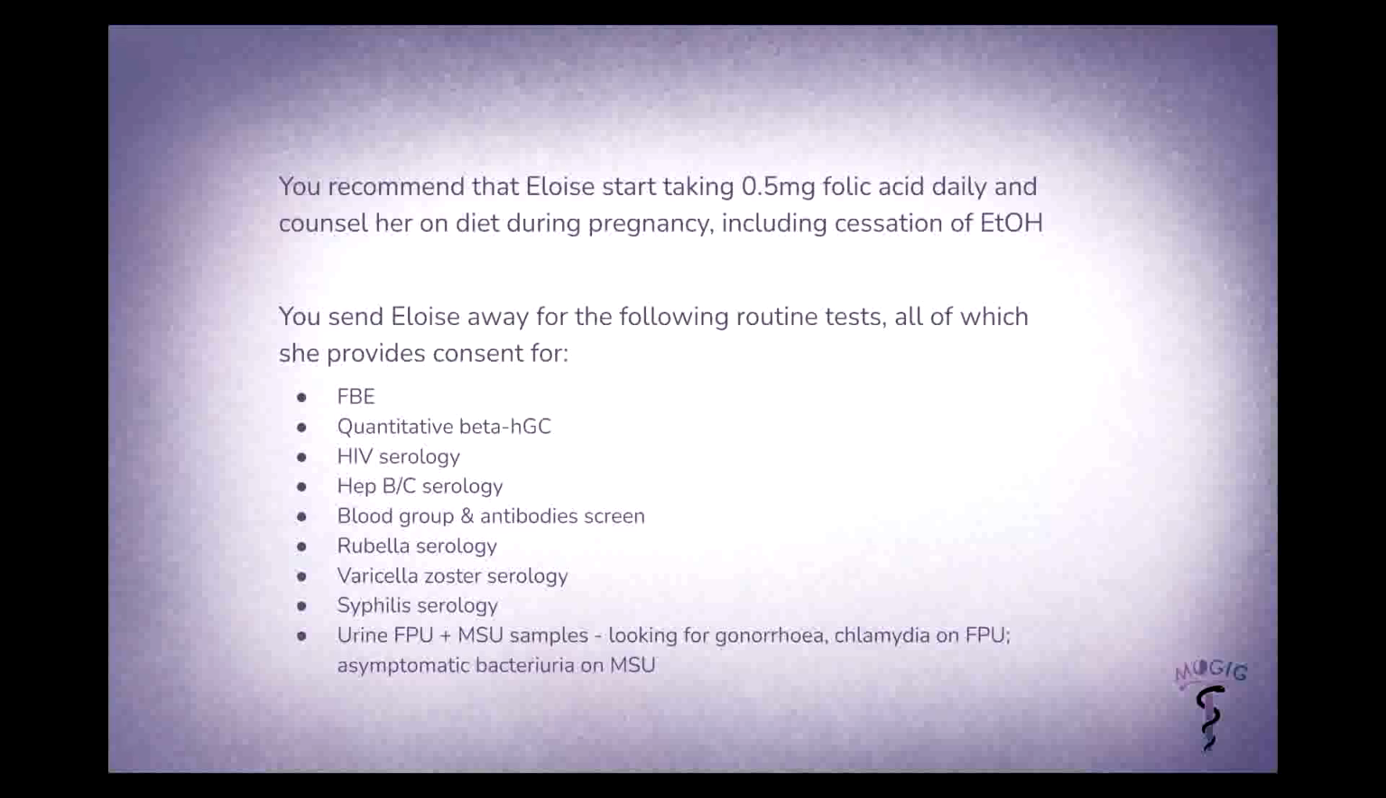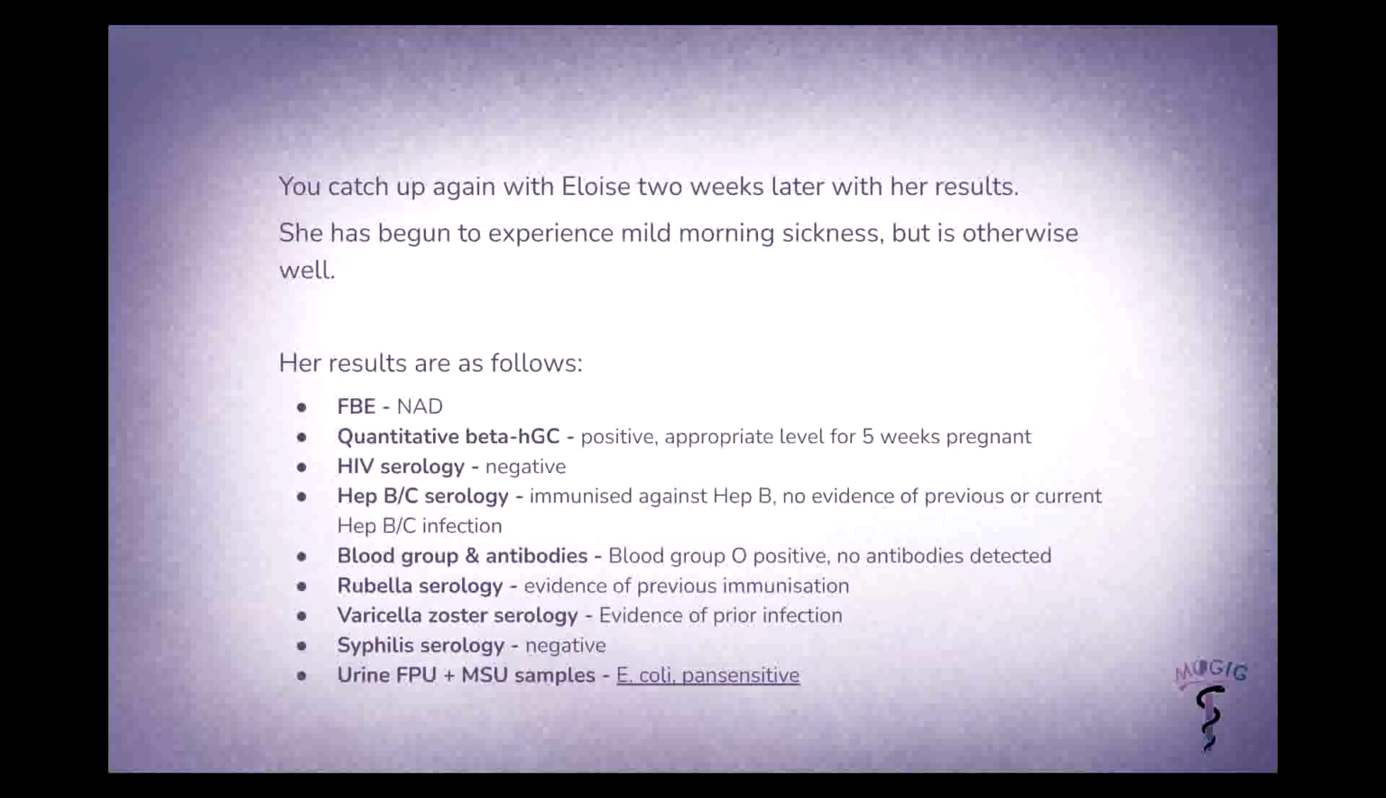You also obtain a first pass and midstream urine sample from Eloise, and you send this off to look for any asymptomatic bacteria and look for any STIs such as gonorrhea, chlamydia, etc. So you catch up with Eloise 2 weeks later with her results.